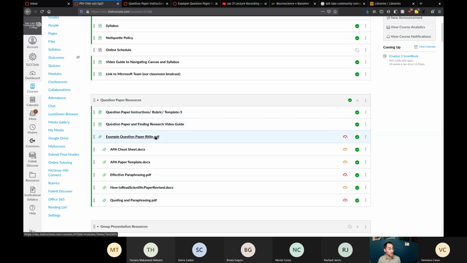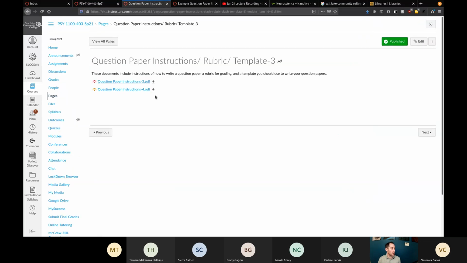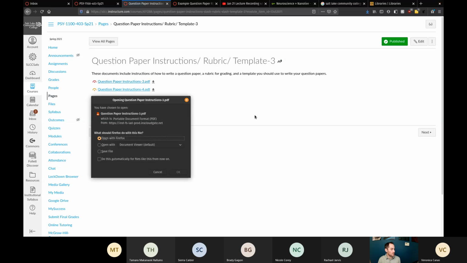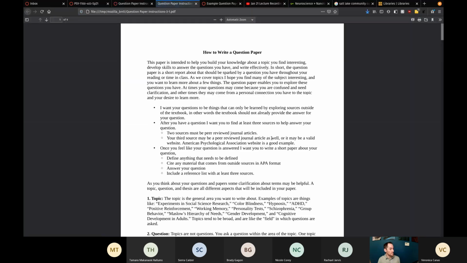Then here I have an example question paper that I wrote. So it essentially shows you what I'm expecting you to turn in when you turn in your question paper. Then these documents here are basically to help you write in APA format, how to reference, how to paraphrase research, those kinds of things. So these are all like writing help tools. And then this and this are probably the most relevant, and so I've opened those. So let's look at these question paper instructions. This essentially tells you exactly how to write a question paper. I'm not going to read it word for word because I'll be describing it right now.